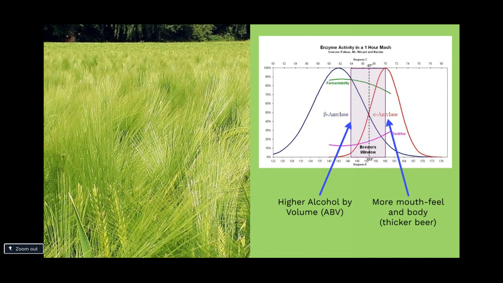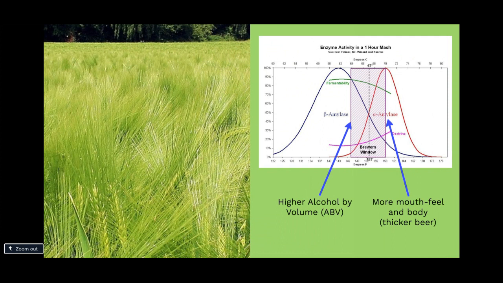Generally speaking, what we'll try to do is balance this out. We want good alcohol by volume, and we want some body to the beer. Therefore, we'll try to brew at around maybe 66, 67 degrees Celsius. And this is what we class as the brewer's window.